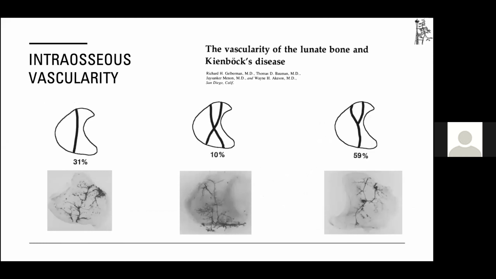They then went on to inject lunates with latex and study the patterns of intraosseous blood flow, and were able to describe 3 distinct patterns, which they termed I, X, and Y, based on the images that you can see here. Notably, they found that regardless of the pattern, the flow to the proximal lunate was retrograde, similar to what we see in scaphoids, and they postulated that this may help contribute to the prevalence of proximal lunate fractures and lunate AVN in early Kienbock disease.